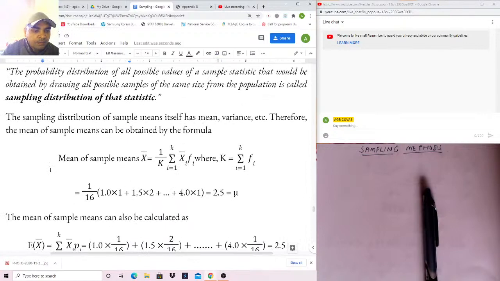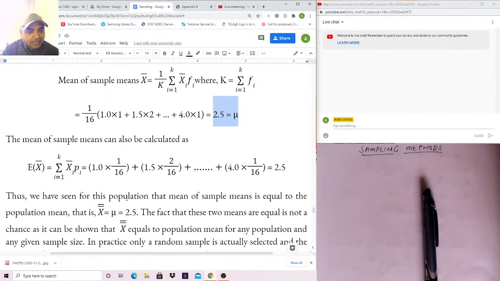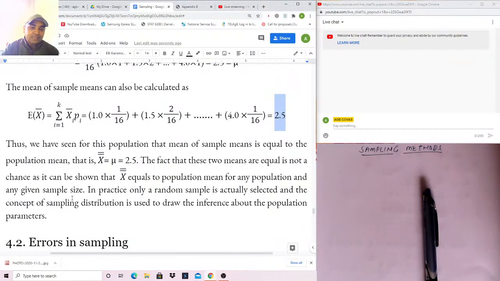So now the mean of the sample means, how will you calculate? That is 1 divided by 16, and for each value you have to multiply it by the frequency. So 1 into 1, then 1.5 has occurred 2 times, like this. So it will again come as your population mean. Or you can calculate it as the expectation of the mean, right? So expectation of the mean, simply multiply the mean with the probability. Okay, so you will again be getting this 2.5, right? Thus what we have seen for this population is that the mean of the sample means is equal to the population mean.